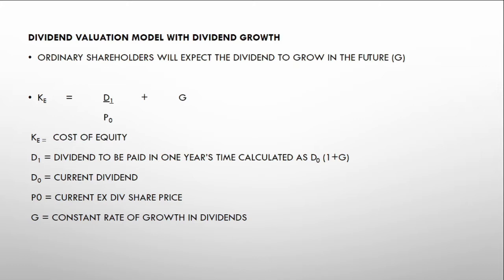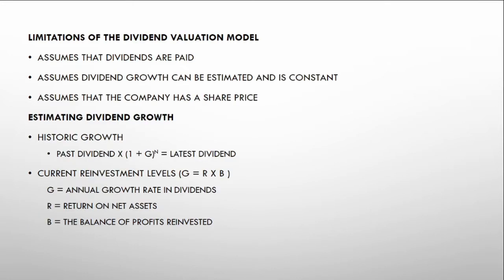P0 is the current ex-dividend share price. So remember I said if you are given the cum dividend share price, you need to subtract the dividend to determine what your ex-dividend share price is. In this formula, we also have G, which represents the growth. The G is going to be the constant rate of growth in dividends expected. So the growth rate is not always going to be given to you in a question. There are various ways we can calculate the growth rate, which we are going to look at on the next slide. But before we calculate the different ways we can calculate the growth rate, we need to first consider what the limitations of this dividend valuation model are.